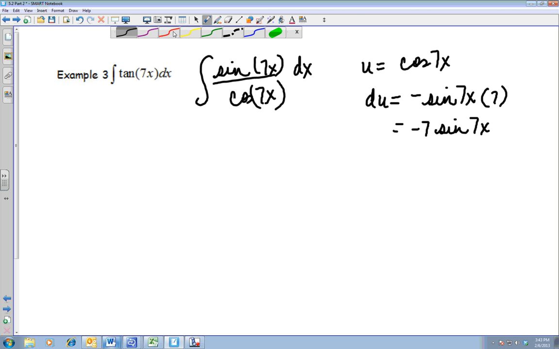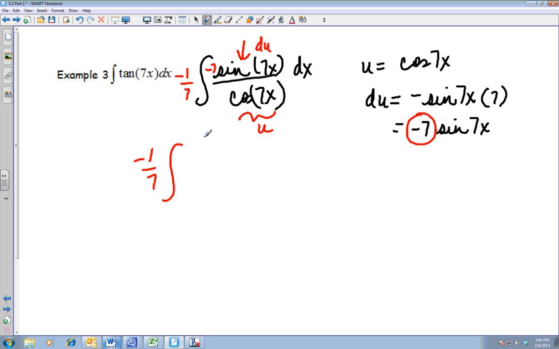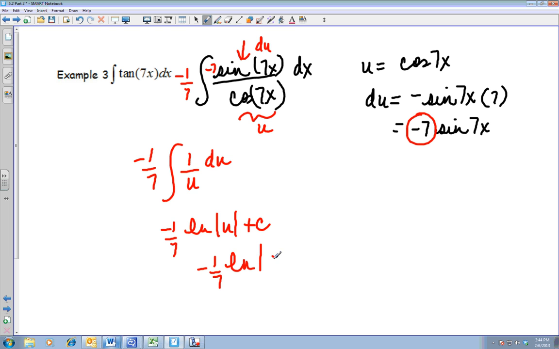So let's look and see if it all matches up. Okay, here's my u. Here is my du, and the only thing I'm missing is this negative 7. So I can put the negative 7 out in front, but the negative 1/7 has to go in front. So I'm going to rewrite the problem. Negative 1/7. There's my du on top, so 1 over u du. When I integrate that, I get negative 1/7 natural log of u plus c. Substituting my u back in, negative 1/7 absolute value of cosine 7x plus c.